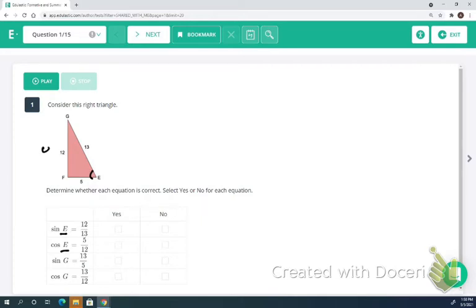So directly across, we have our opposite side. Directly across from the 90 degrees, which is here, is going to be our hypotenuse, and then the last side that is touching the angle is going to be our adjacent side. Okay, so remember, sine is equal to opposite over hypotenuse, cosine is equal to adjacent over hypotenuse, and then tangent is equal to opposite over adjacent.